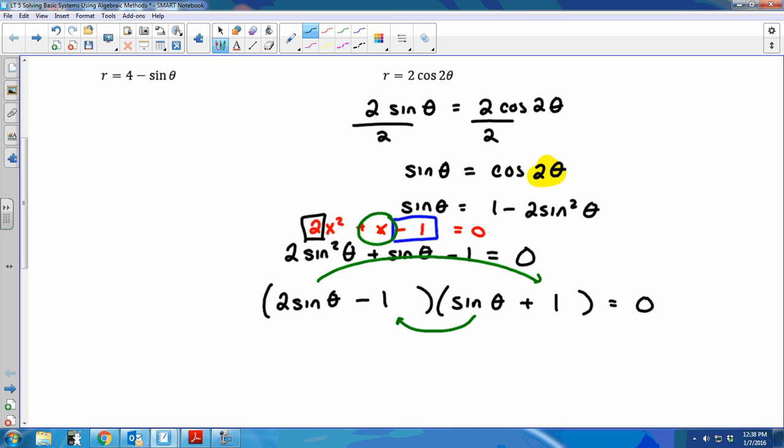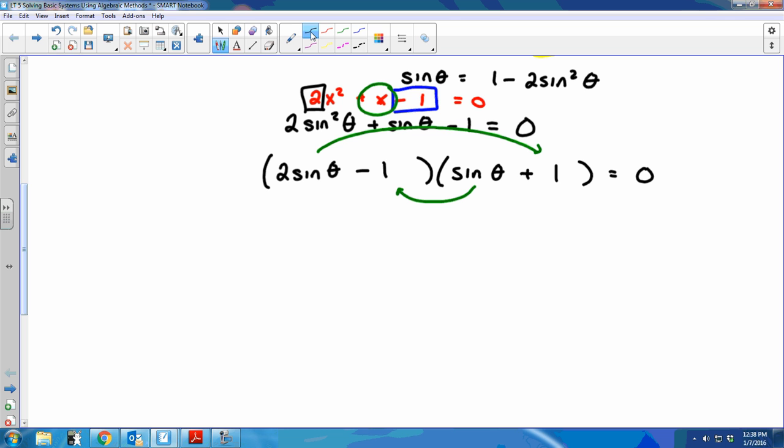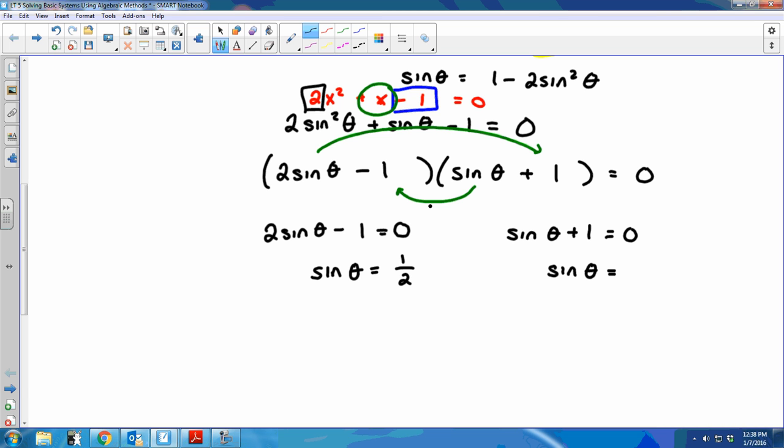Now, is everyone okay with that? That's the most complicated part of this question. Once you've factored it, you just set each factor equal to 0 and you solve. That's not an issue. So just the factoring part was the confusing part. All right, so we've got 2 sine theta minus 1 equals 0, and sine theta plus 1 equals 0, and we need to solve both of those. For the first one, we add 1, divide by 2, so sine theta equals 1/2. On the second one, we subtract 1, so sine theta equals negative 1.